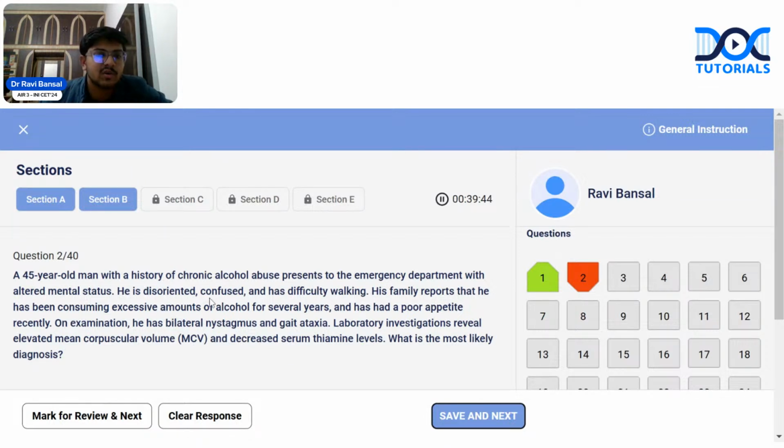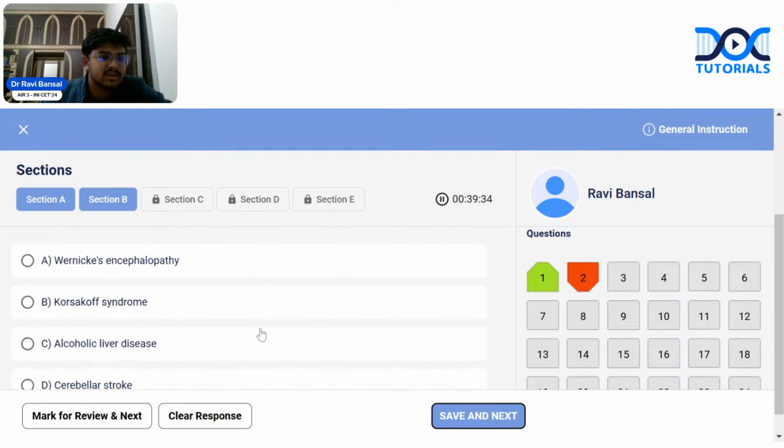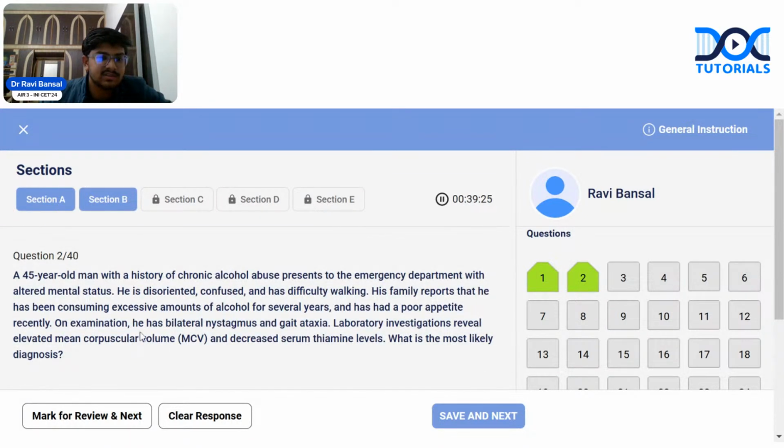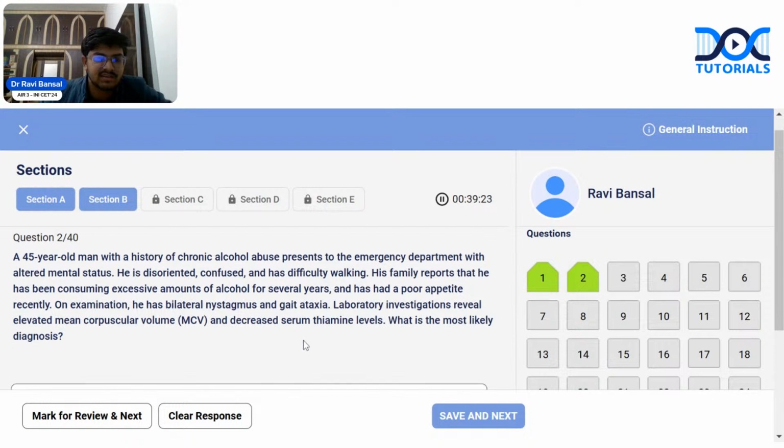So, a chronic alcohol abuser, with decreased serum thiamine level, and clinical features of nystagmus and ataxia. It's going in the direction of Wernicke's encephalopathy. That's the option. In Korsakoff, there are confabulations. This cannot be liver disease or cerebral stroke. They have given the classic triad of clinical features of Wernicke's.